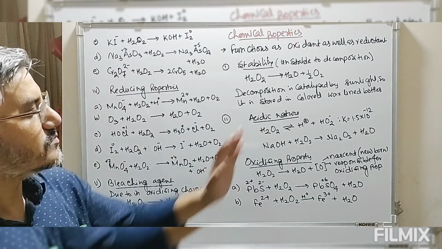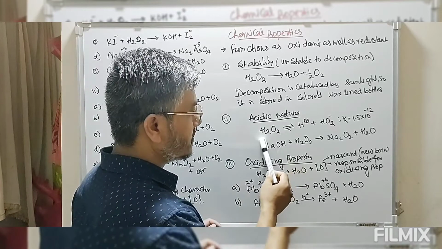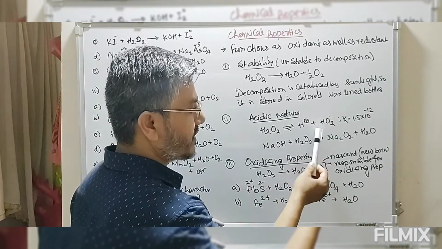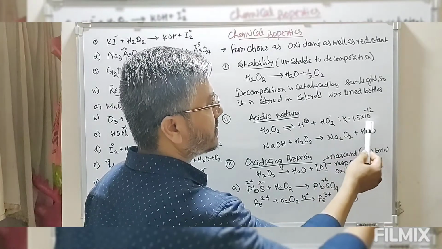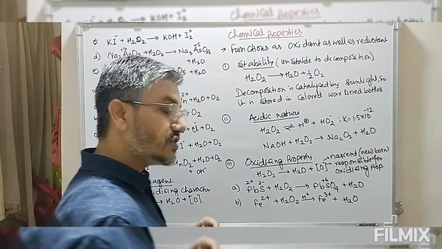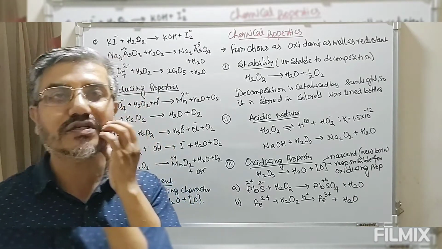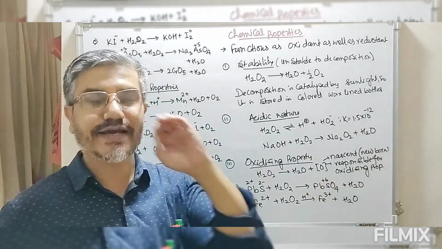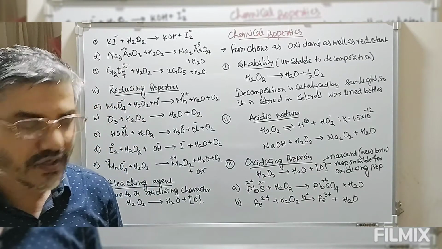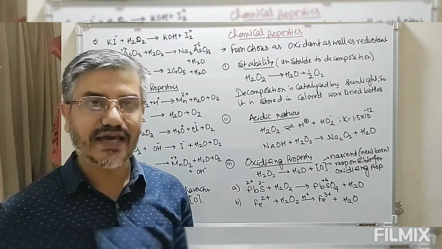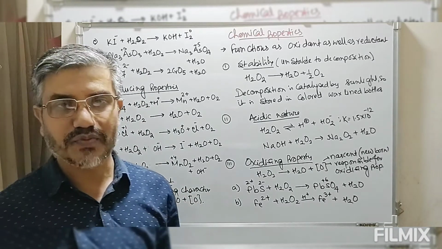Now look at this. We take a sample of hydrogen peroxide. This dissociates to give H+ ion and OH-. Now the dissociation constant is 1.5 × 10^-12. 10^-12 is an extremely small value. Since the dissociation constant is extremely small, the tendency for dissociation is extremely small, so the quantity of H+ ion in the solution will also be very small, and we say this is weakly acidic in nature.